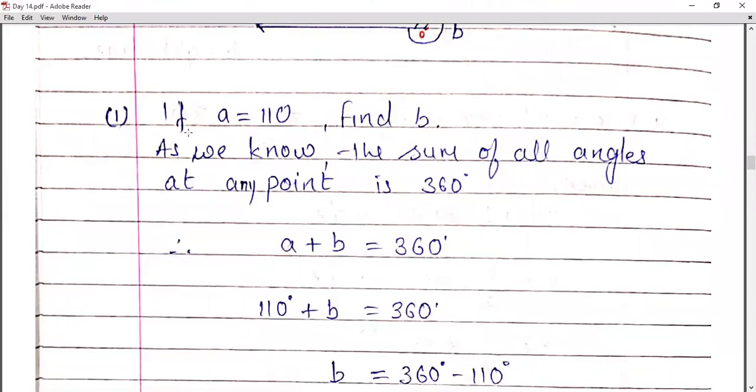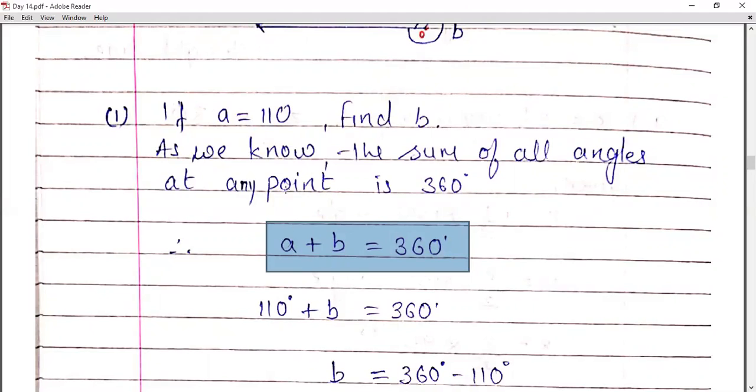So, in this question, if A is given as 110, we need to find B. This is the first part. So, as I narrated earlier, at any point, the sum of all angles is 360. Here, A and B are the two angles at point O. Therefore, A plus B is equal to 360.